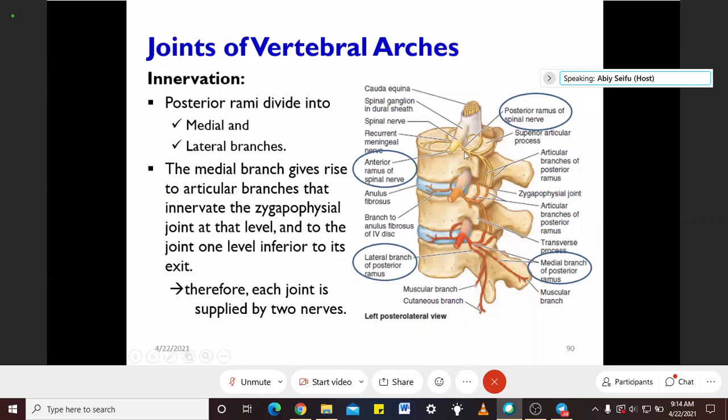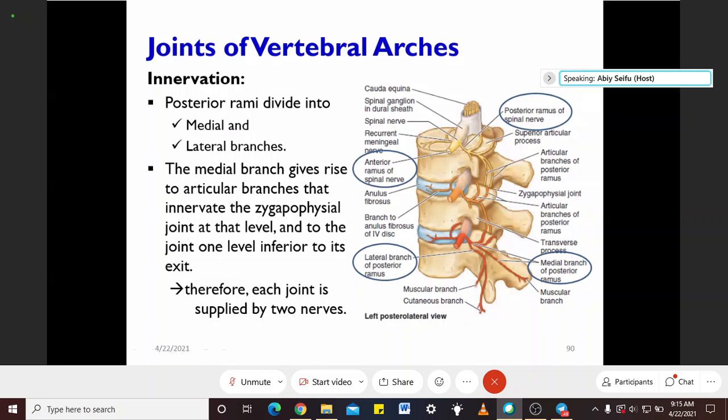That means this one is the posterior rami. You know, this one is the spinal nerve, which is divided into the anterior rami and the posterior rami. Look, this one is the meningeal branch that re-enters the vertebral canal through the intervertebral foramina. Now, the posterior rami gives the medial and the lateral branch. The medial branch gives the articular branch.